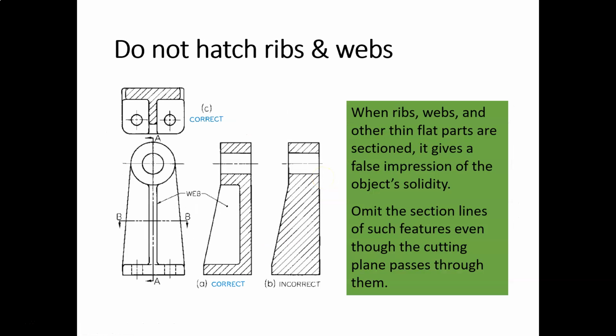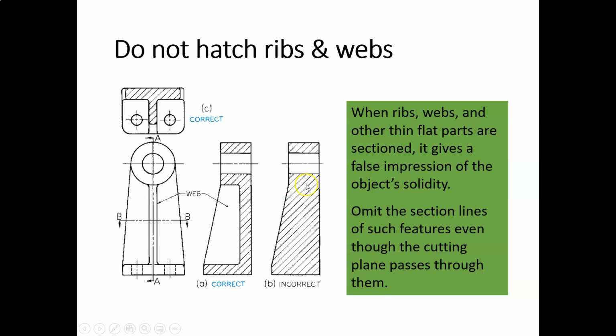Do not section thin ribs or webs. Why? Well, because it's confusing. So in this example, let's look at cutting plane line AA. Cutting plane line AA cuts through the thin half of the rib, or web. This little web right here. It's cutting through the thin section here, and we're cutting through solid material there. So according to the rules, we should add a section line in that area here. But you can see in this example, this is misleading.